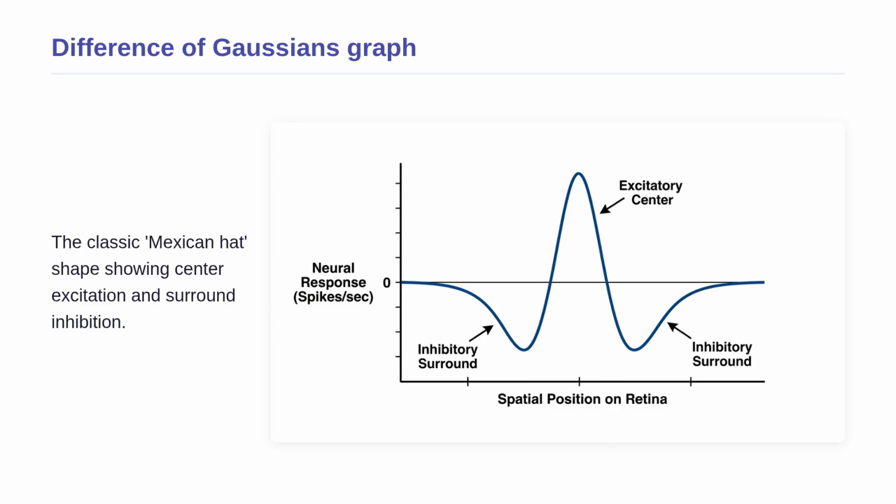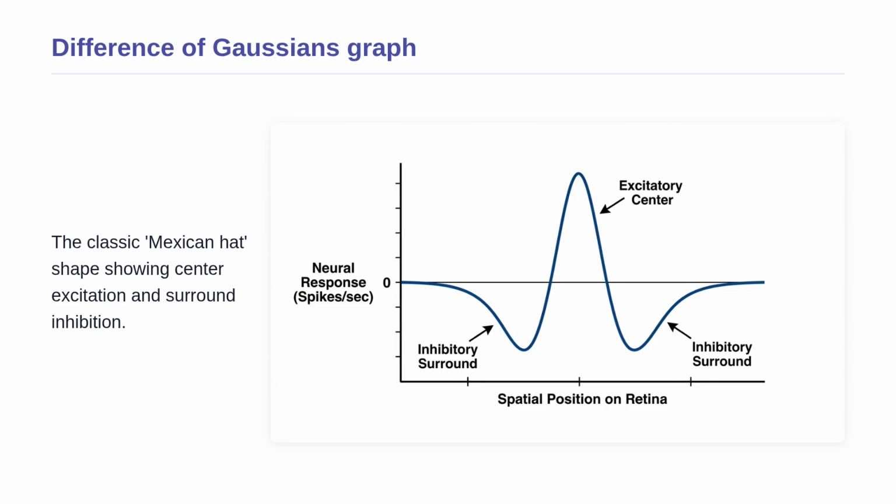To fully grasp this edge detection mechanism, let us look at the visual representation of the difference of Gaussians. This graph is often called the Mexican hat model. The horizontal axis represents the spatial position on the retina, and the vertical axis is the neural response, with a zero line in the middle.